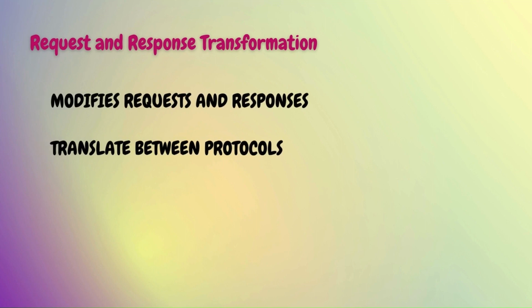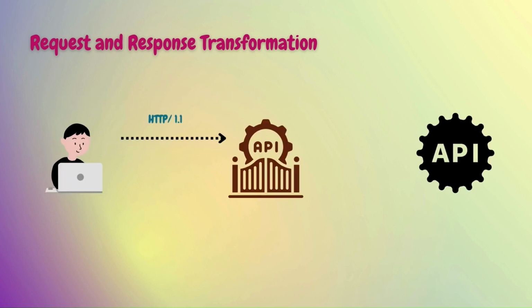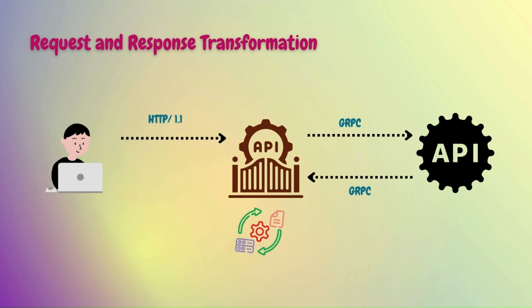API gateway modifies requests and responses for compatibility. It can translate between protocols. For example, if a client sends a request using HTTP1, but the backend service expects a request in gRPC format, the API gateway can translate the HTTP request into a gRPC request before forwarding it to the backend service. Likewise, when the backend service responds with the data in gRPC format, the API gateway can translate it back into HTTP format before sending it back to the client.